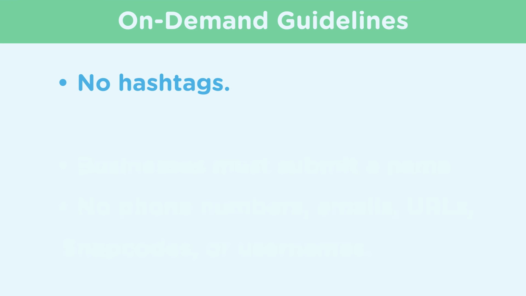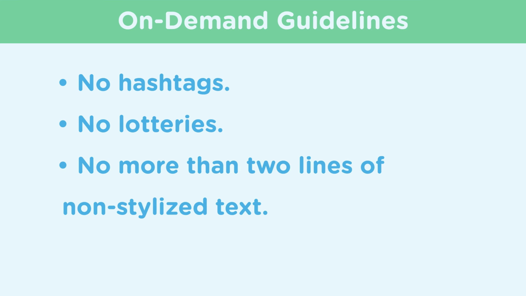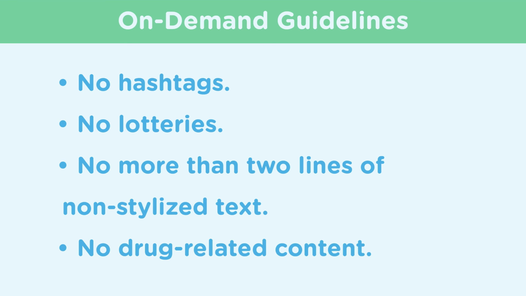Again, hashtags aren't allowed. Lotteries aren't allowed. No more than 2 lines of non-stylized text. In other words, keep it graphical and keep the words to a minimum. And finally, drug-related content is not allowed. However, references to alcohol are approved on a case-by-case basis.